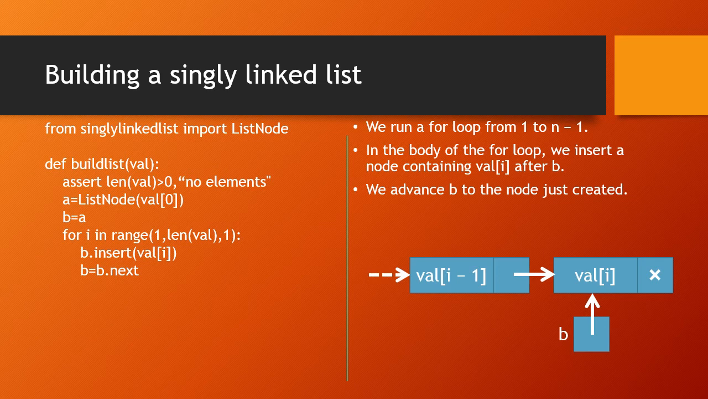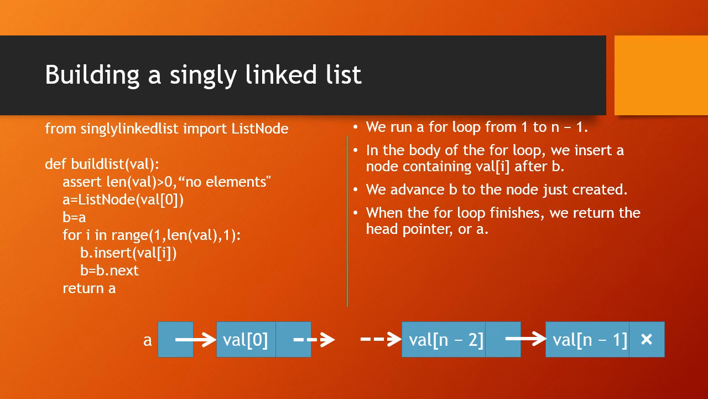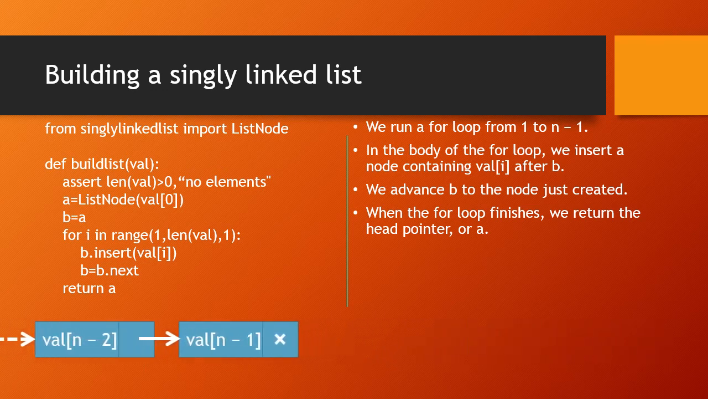B equals b dot next, right? So after you have inserted all the values of the val list, we return the head pointer. And what was the head pointer? A. The code will say return A. And see, this is your complete singly linked list, which we will now return.